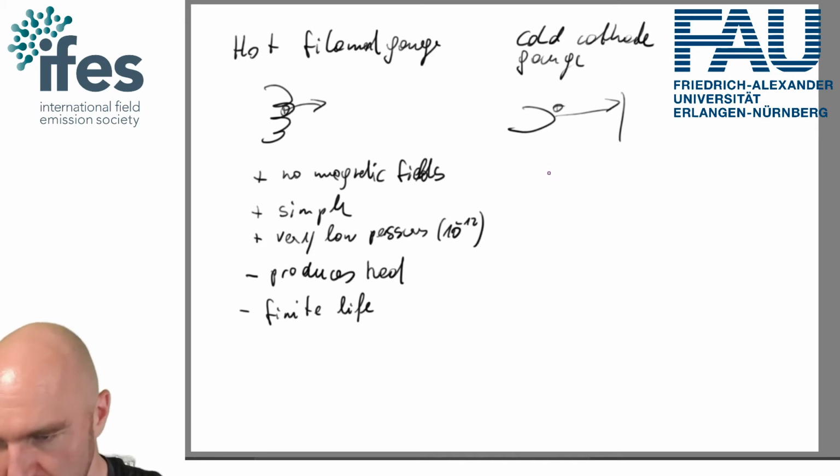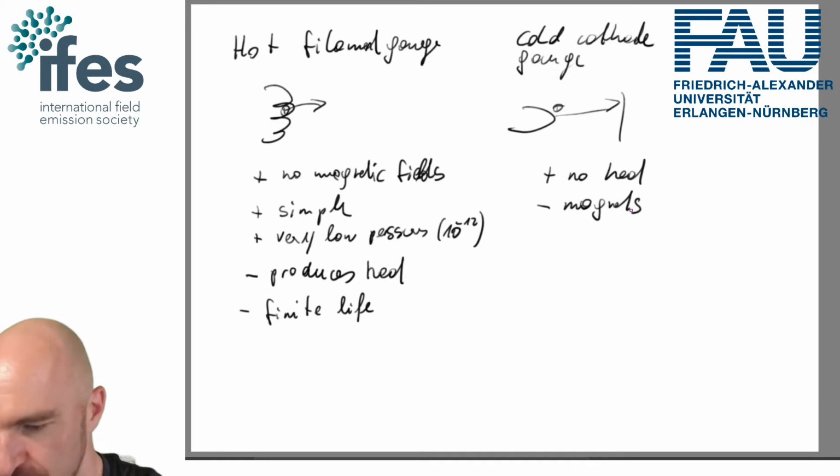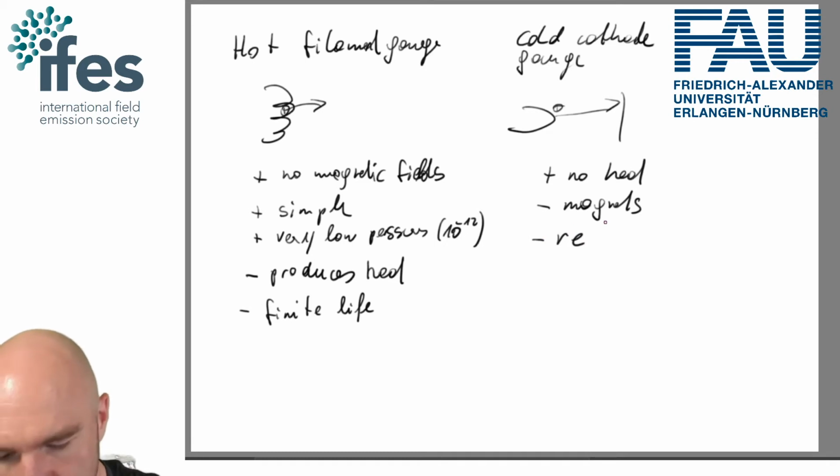Whereas the cold cathode gauge, the good thing about it is it gives no heat. It doesn't produce any heat, but it has magnets. And the reading depends on the gas type more than on the hot filament gauge. It does as well, but on the cold cathode gauge, it's more pronounced.